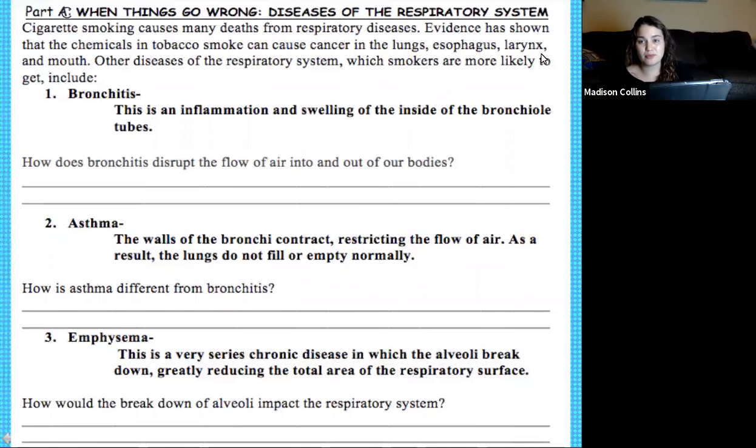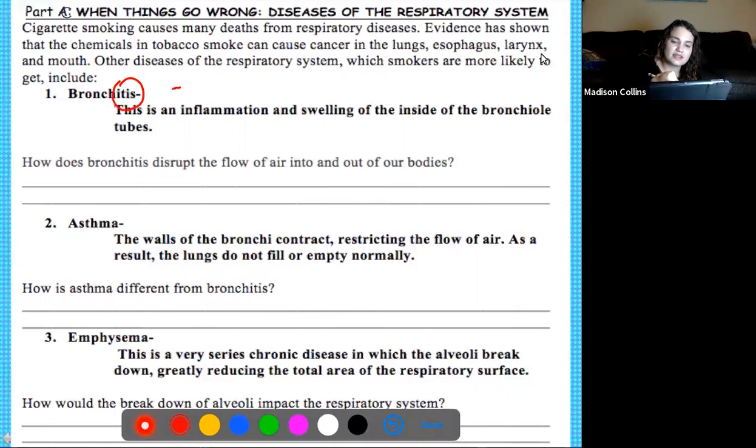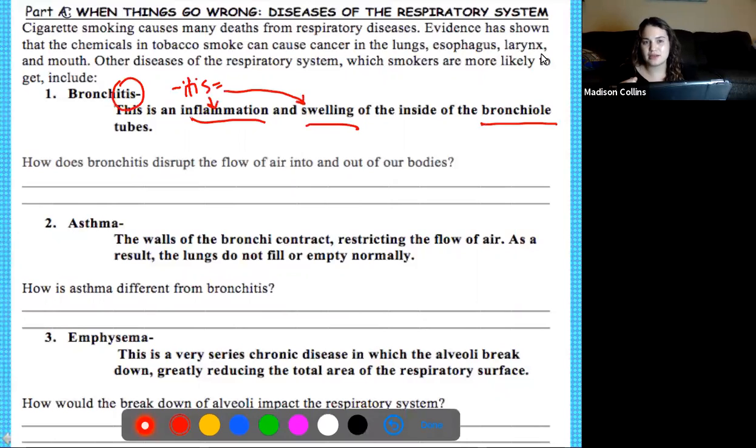Some of you guys may have had bronchitis before, and this is going to be an inflammation and swelling of the inside of the bronchial tubes. So whenever you see this suffix, itis, it's referring to inflammation or swelling. So it means that something is swelling. But in this case, we're talking about the bronchial tubes, right? We're talking about the bronchioles are swelling or they're inflamed.